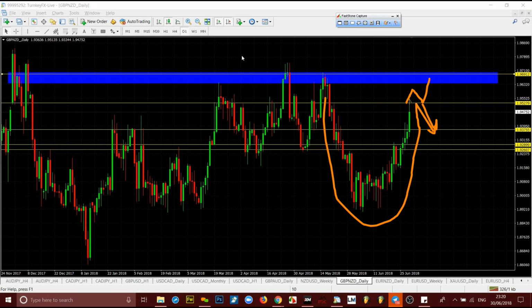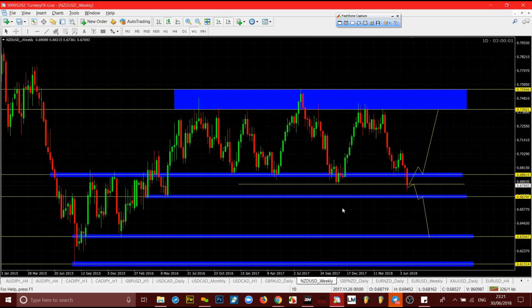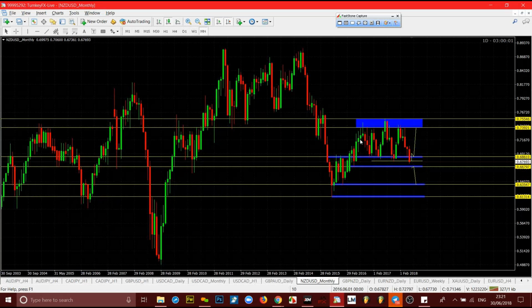For me personally, I wouldn't even want to touch this one anymore. I'm done. I'm gonna look for something better. NZD USD. Yep. The reason why I decided to keep trading the downside was because it broke that low. See how it went up, drop, up, drop, up, drop. It's ranging in that level.